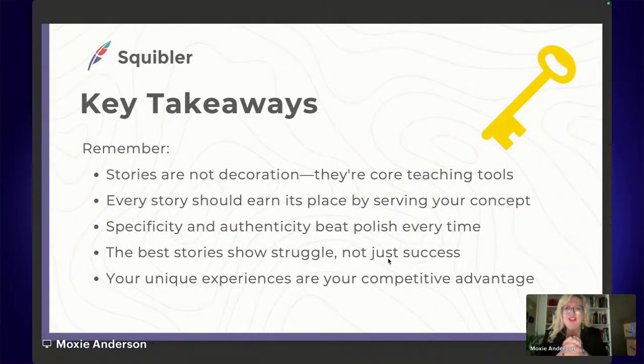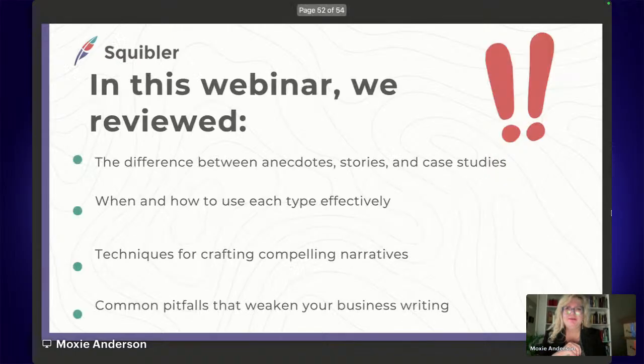Some key takeaways from this session. Remember, your stories, your case studies, your anecdotes are not decoration. You're using them as core teaching tools. They should return to the points you're trying to make in each chapter or in your book overall. Every story should earn its place by serving the concept of your book. Specificity and authenticity in your book are going to beat polish or name dropping every time. And the best stories show the struggles. They don't just show the success. No one likes to read about a perfect hero. And your unique experiences, if you've been in the field that you're writing about, are part of your competitive advantage, and they're also going to be part of what you include in your author biography in your book.